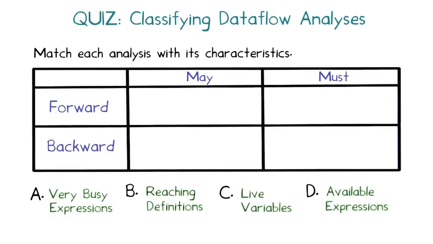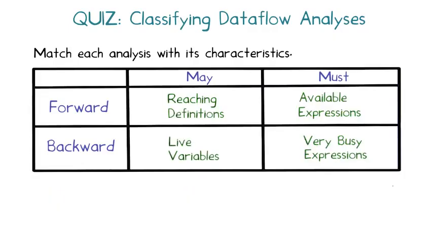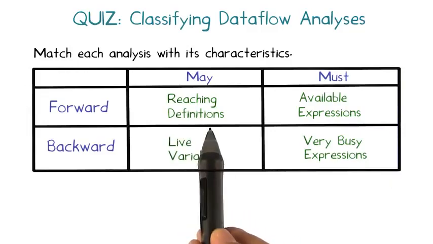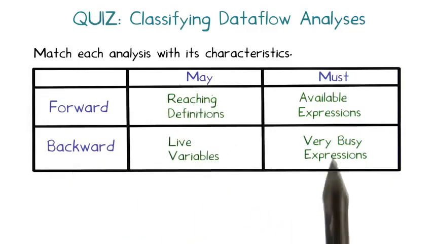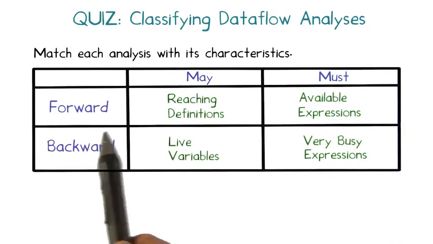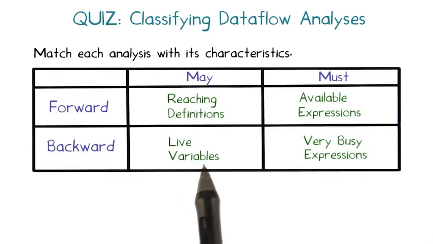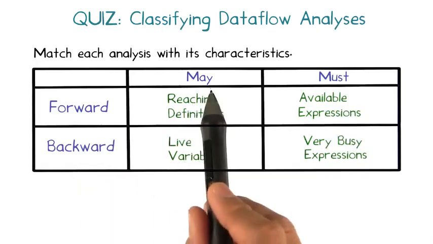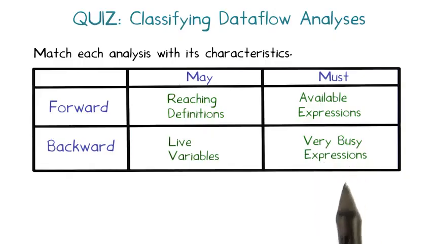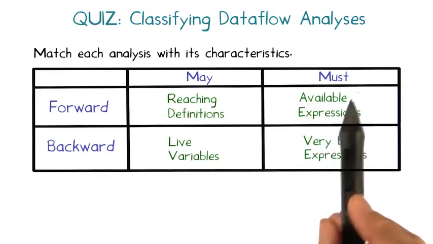We have seen 4 different data flow analyses along with their characteristics along 2 important dimensions, forward versus backward and may versus must. Let's finish this lesson with a brief review of these characteristics. Match each of the 4 data flow analyses with their corresponding properties. Type in the letter of the corresponding analysis into each box. Let's review the solution. Reaching definitions analysis is a forward may analysis. Available expressions analysis is a forward must analysis. Live variables analysis is a backward may analysis. And finally, very busy expressions analysis is a backward must analysis.